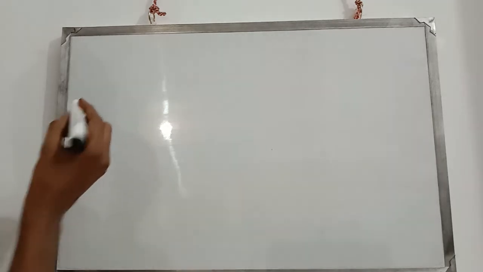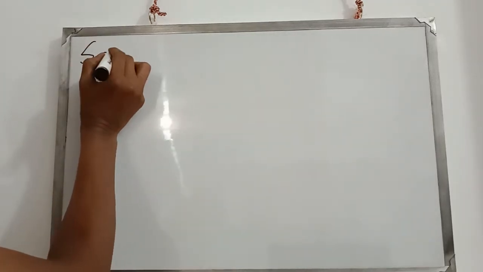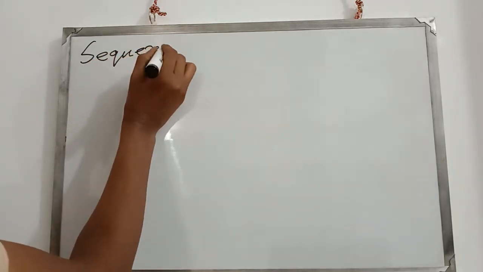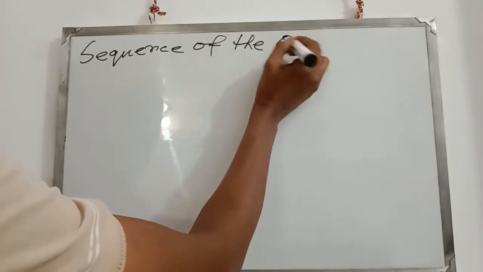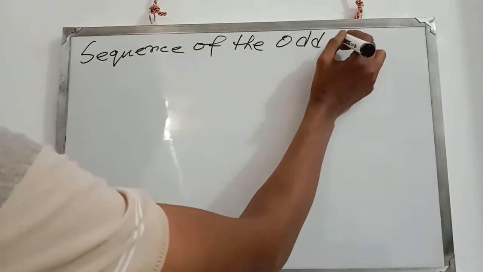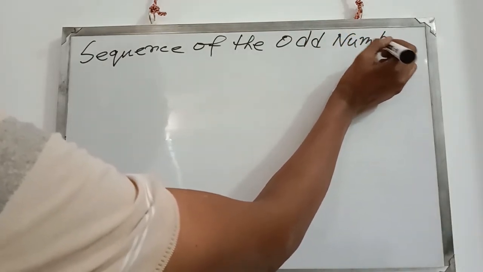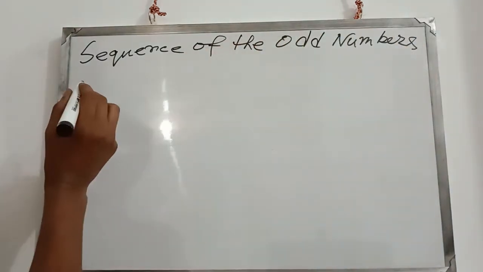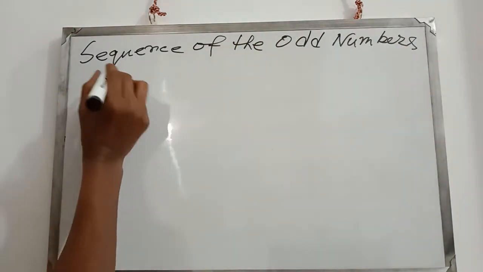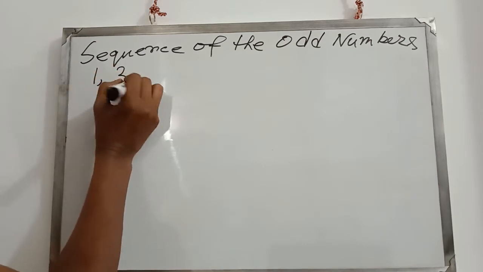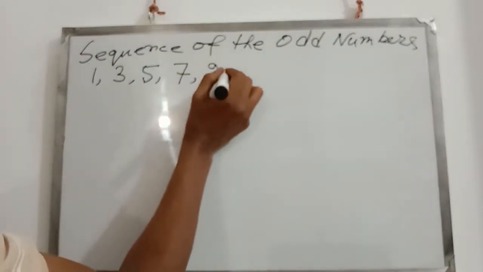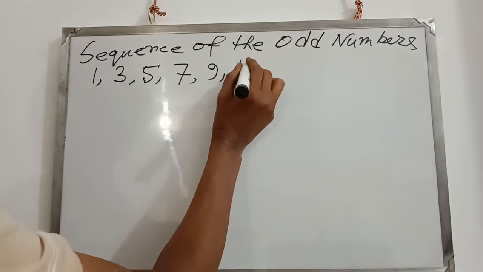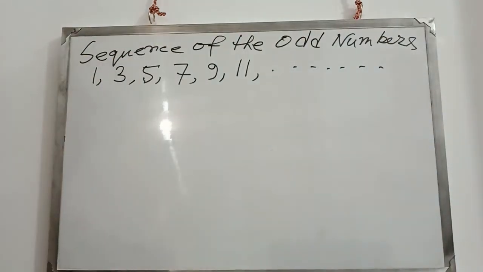Sequence of the odd numbers: 1, 3, 5, 7, 9, 11 and so on. Rule 2.